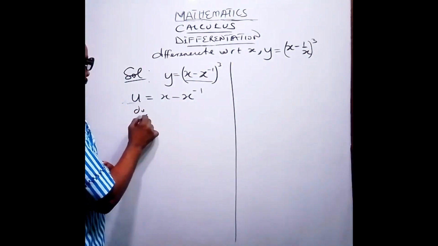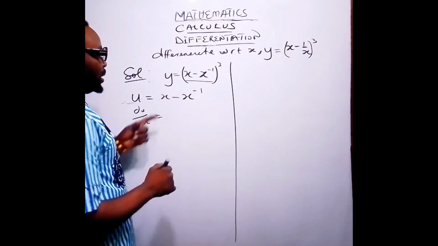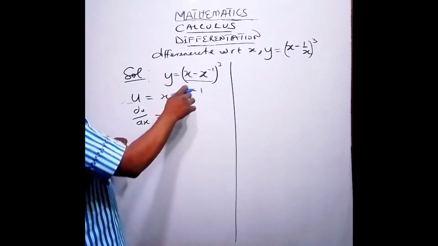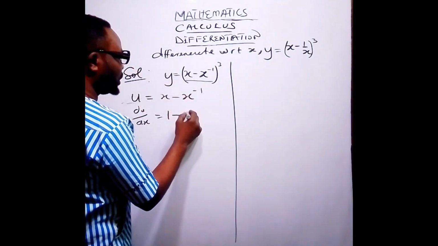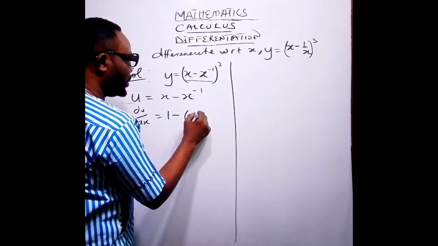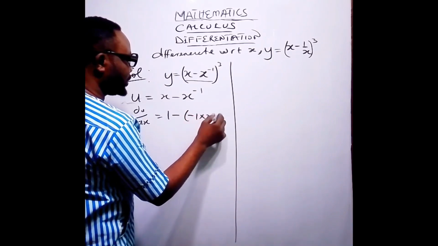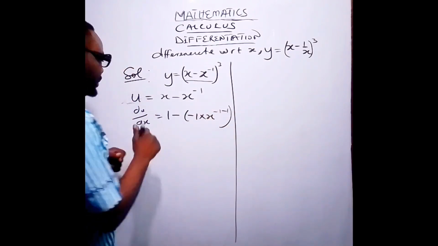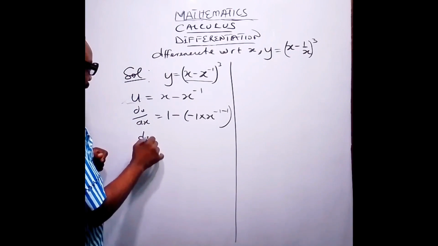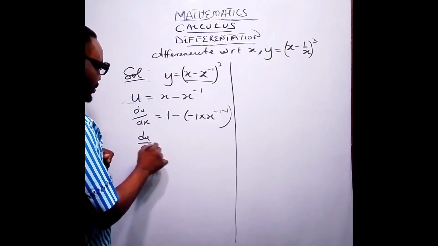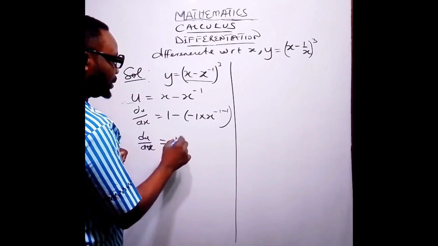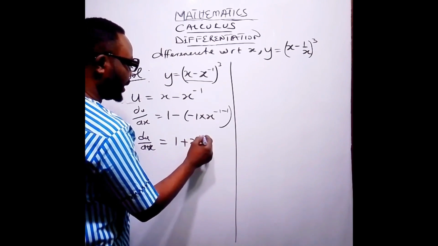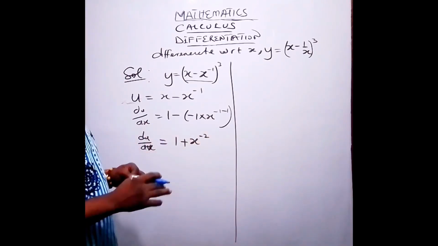So let's quickly find du/dx. It will be equal to the differentiation of x, which is 1, minus the differentiation of x raised to the power of minus 1. That will be minus 1 times x raised to the power of minus 1 minus 1. Don't forget the method we use. So du/dx becomes 1 plus x raised to the power of minus 2. That is the value of our du/dx.